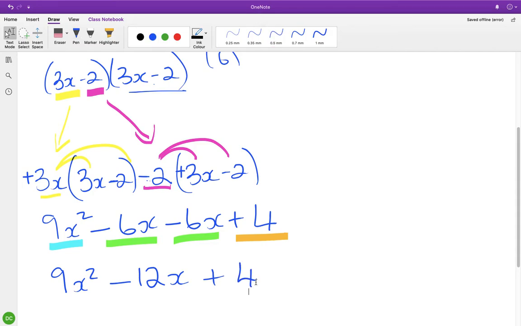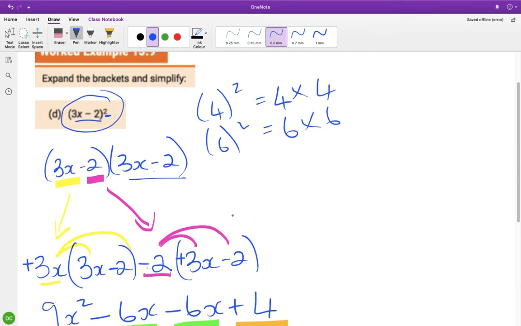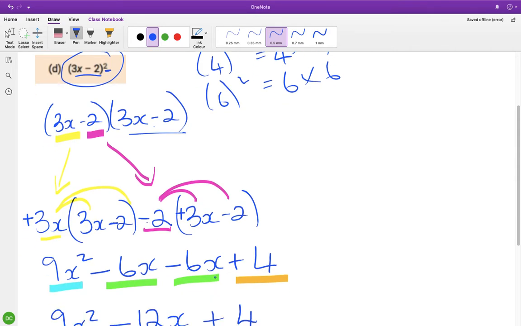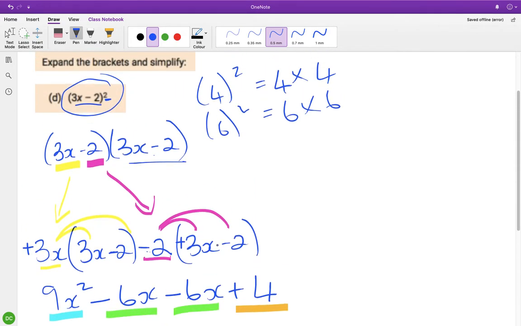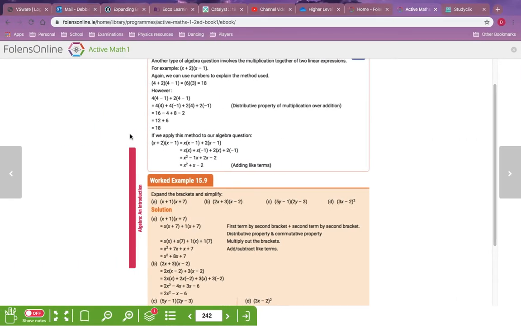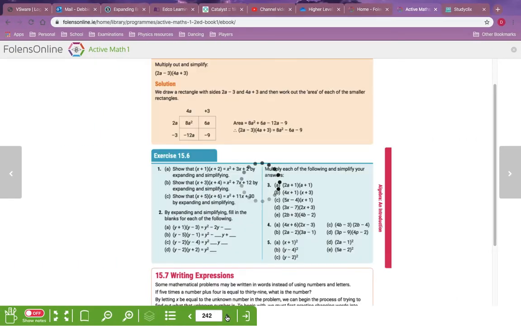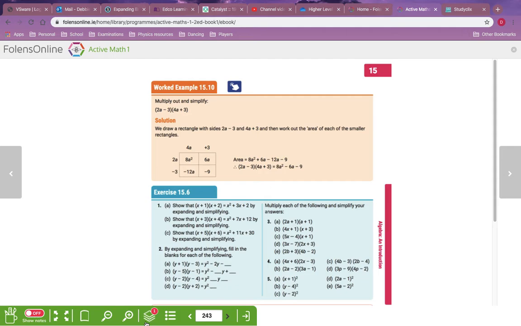Alright, so absolutely everything was the same as what we did the other day. The only thing is the way the question is written. So when it's written with a square like that, you have to recognize that a square means 2 of them. So you write 2 of them, and then you apply your rule for multiplying 2 brackets. Alright, now there is another way to do this.